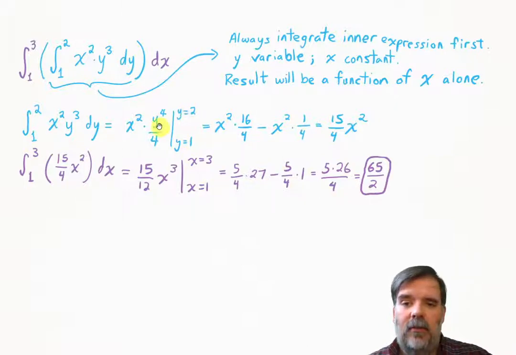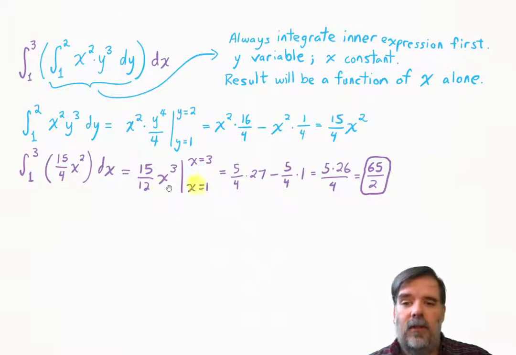And so we plug in 2 for y. We'll get x squared times 16 over 4, minus, plug in 1 for y, we'll get x squared times 1 over 4. And subtract, we'll get 15/4 x squared. Right? If you integrate y first, the result will be a function of x.